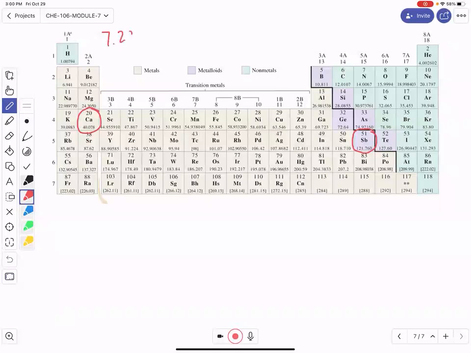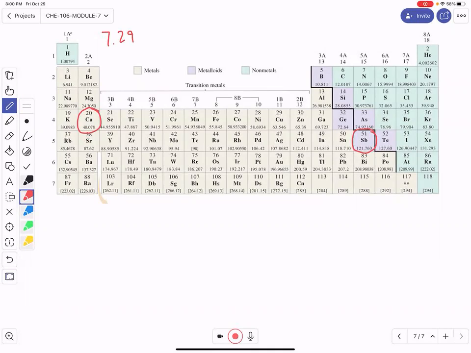Question 7.29 from the reading. So we're having a reaction between calcium and antimony. Antimony is Sb, so we've got calcium and antimony react. What's the expected product to be formed between those two?